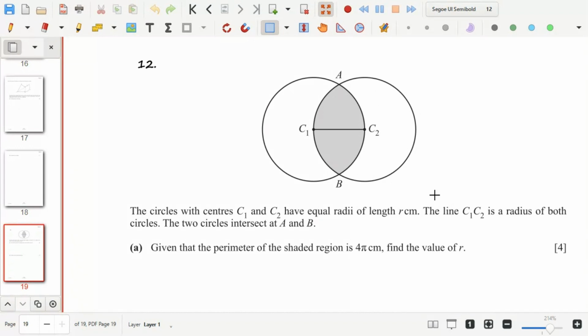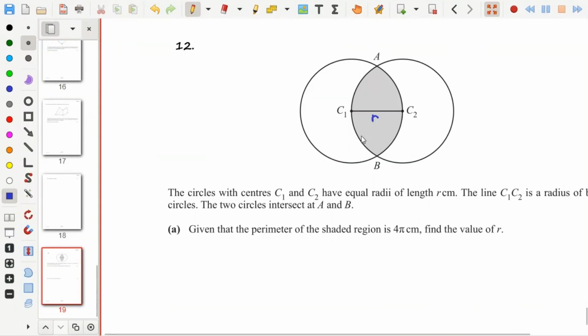They say that we have circles with center C1 and C2, and the radii is of length R centimeters. So here's R. Now C1, C2 is a radius of both circles. Yes, that's what I've written here. The two circles intersect at A and B. Given that the perimeter of the shaded region is 4 pi, find the value of R.